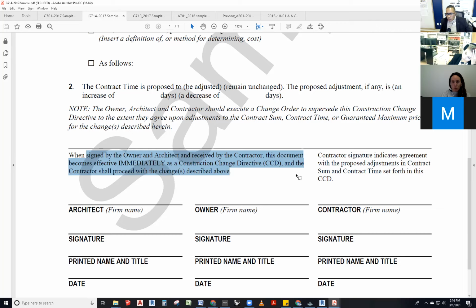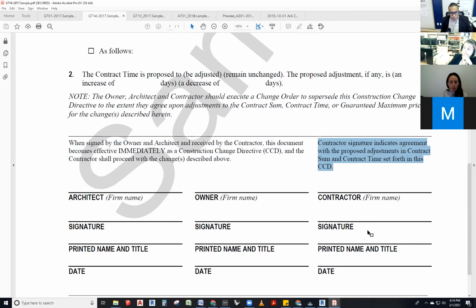So it is telling you right here, architect and owner agreed on the change. Contractor, do it. You do it. That's it. End of the story. And he does say here that contractor signature indicates agreement with the proposed adjustments in the contract sum and contract time set forth in this CCD. So this signature here means this is a change order and I agree to it.